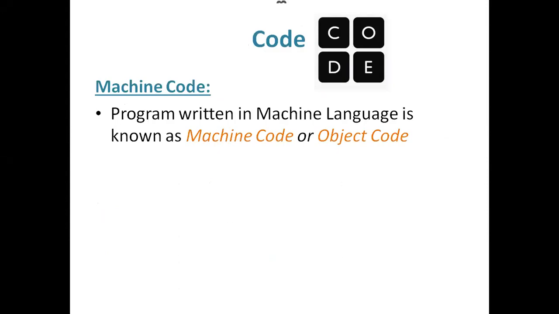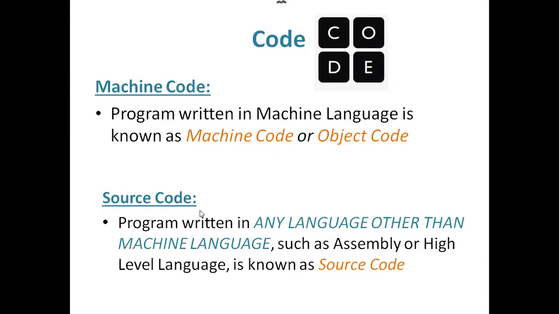First, we will see what a machine code is. You can guess from the name: a program which is written in the machine language is known as the machine code or the object code, and the computer understands only this machine code. The second term is the source code: a program which is written in any language other than the machine language. That means if it is written in assembly language or a high-level language, then such a program is known as the source code.